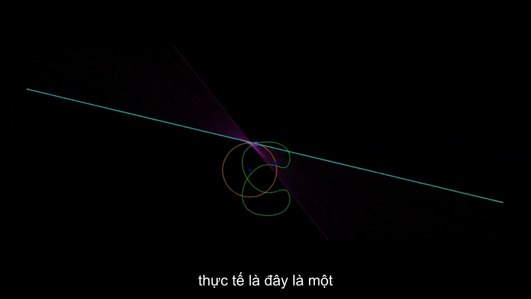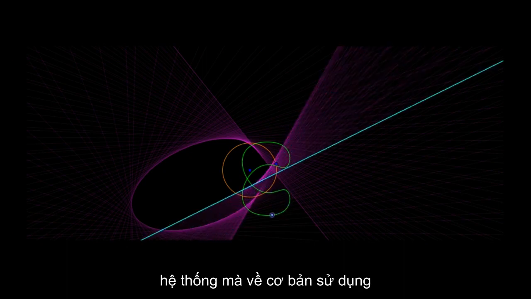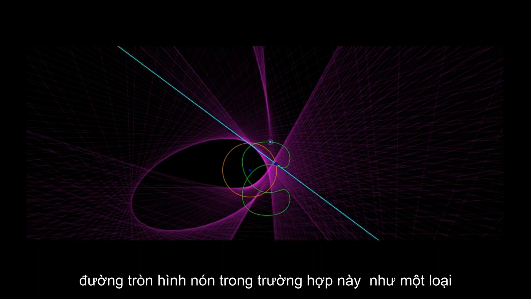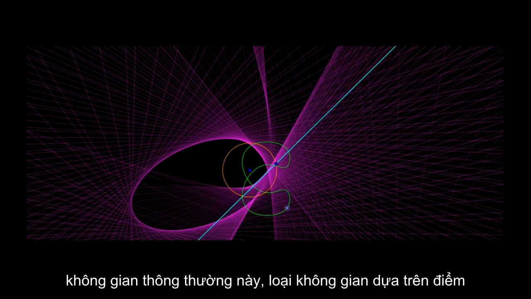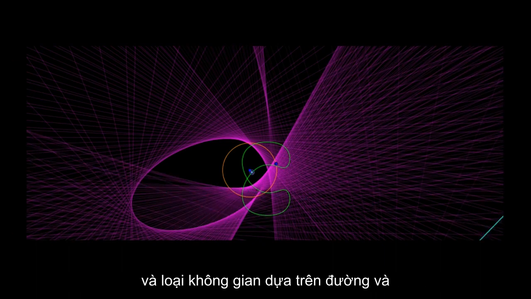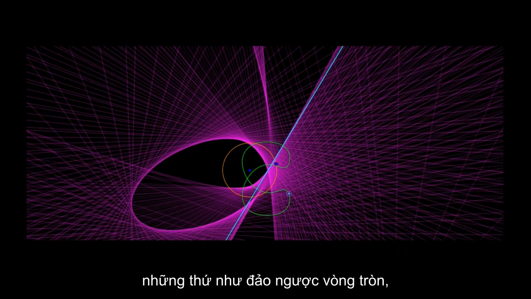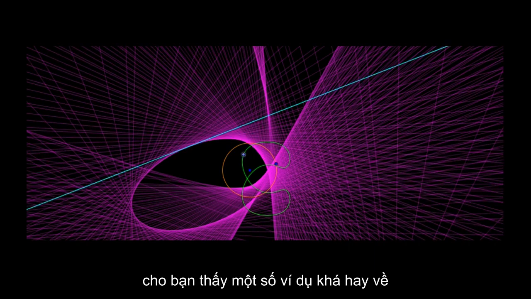The real point, though, is that this is a system by which, basically using the conic, the circle in this case, as a sort of portal, one can travel between this kind of ordinary space, which is point-based, and a kind of line-based space. And there are also some connections to do with things like circle inversion. Now, the main thing I wanted to do today was just to show you some quite nice examples of these things actually working.